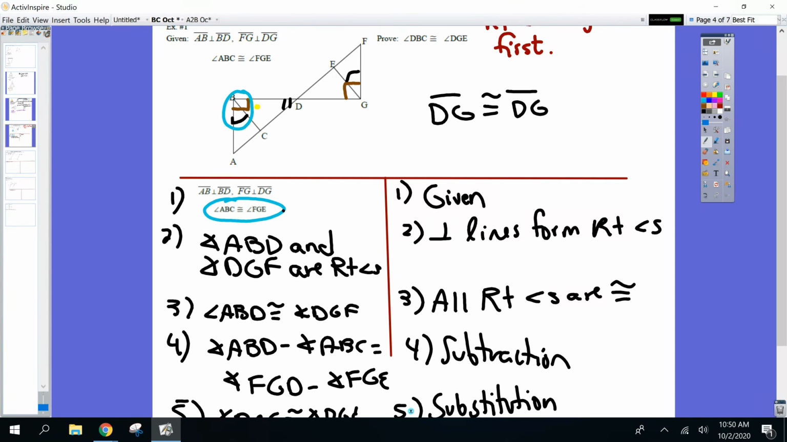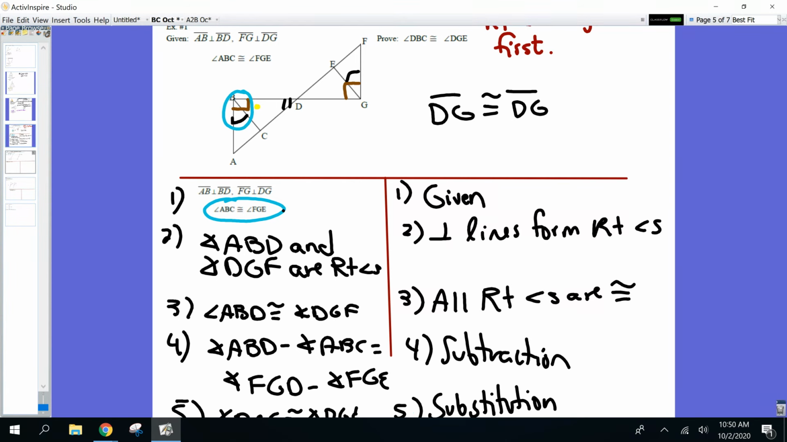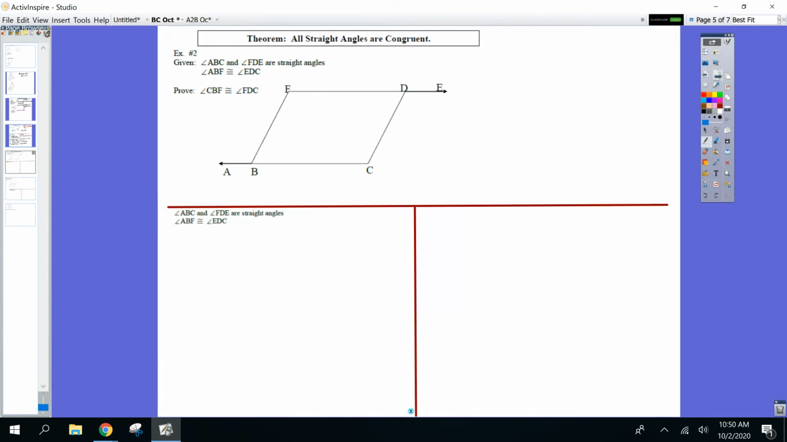Others? All right, so right angles are congruent. You need to have right angles in your statement first before you say they're congruent. Same thing can be said for straight angles. Straight angles work the same way.